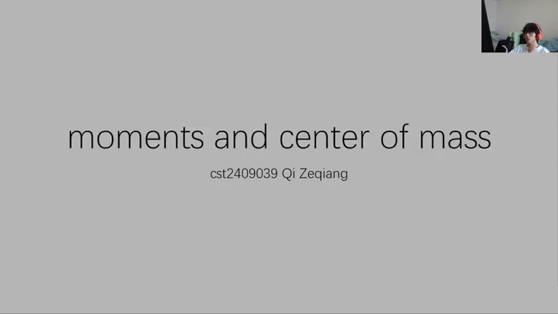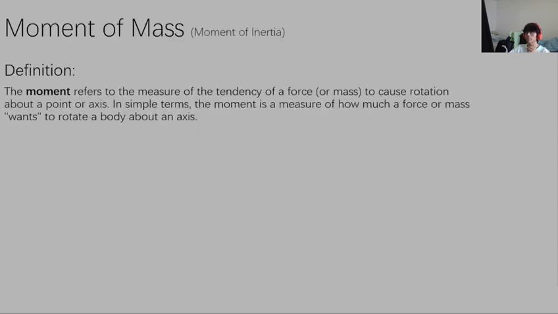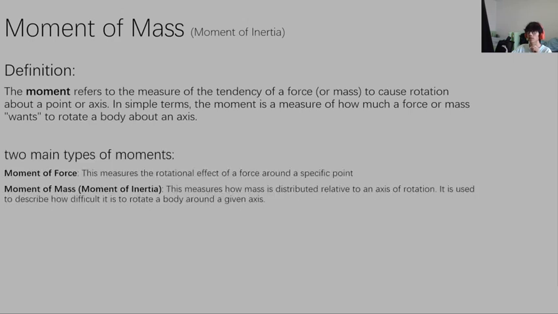At last, we talk about the moment and the center of mass. Firstly, the moment of mass, also called the moment of inertia. The moment refers to the measure of the tendency of a force or mass to cause rotation about a point or axis. In simple terms, the moment is a measure of how much a force or mass wants to rotate the body about an axis. And there are two main types of moments.